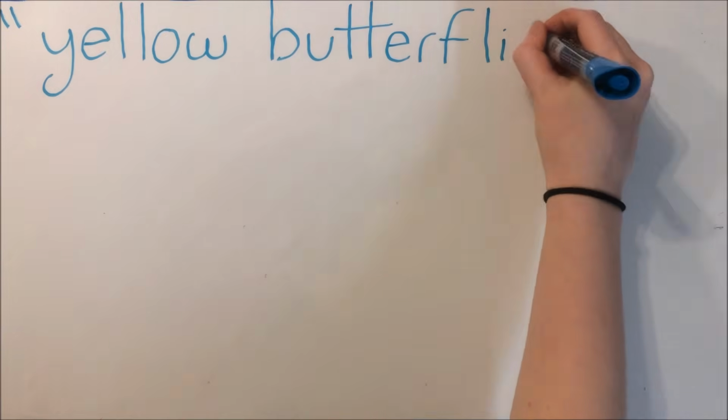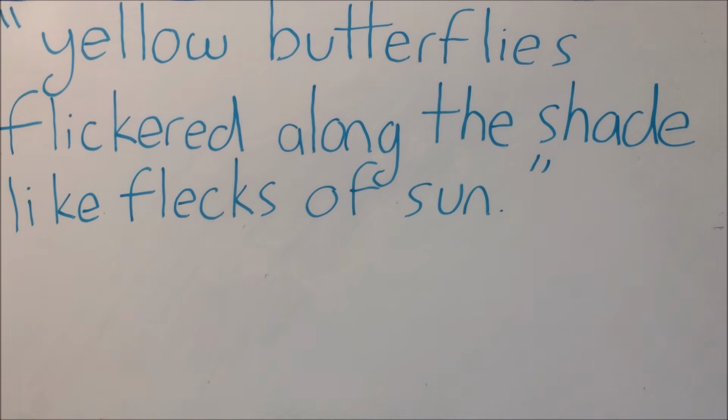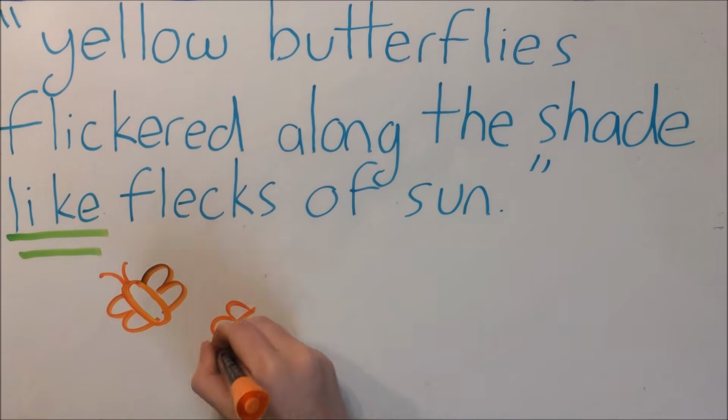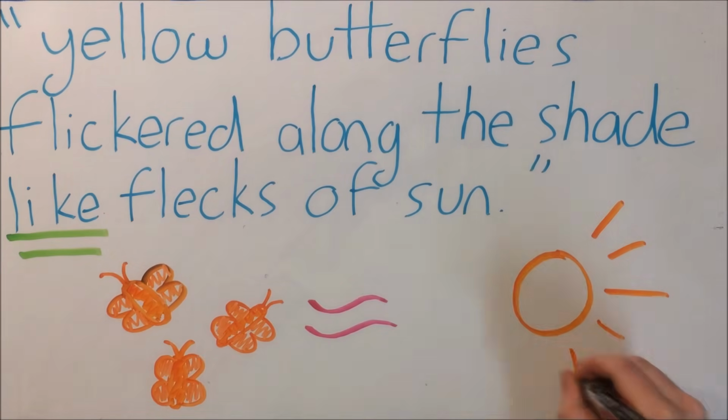One example of simile can be found in William Faulkner's The Sound and the Fury. He says that yellow butterflies flickered along the shade like flecks of sun. By describing the butterflies as sunlight, the picture created in the reader's mind is more majestic and beautiful.